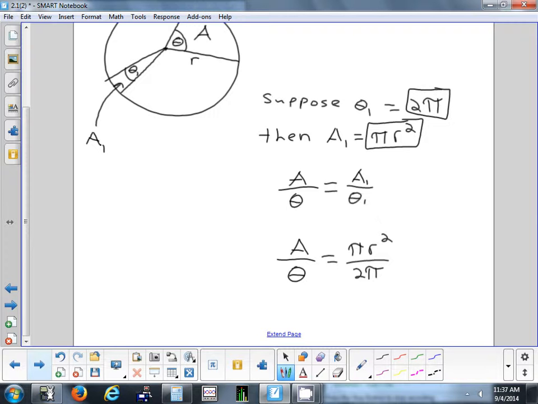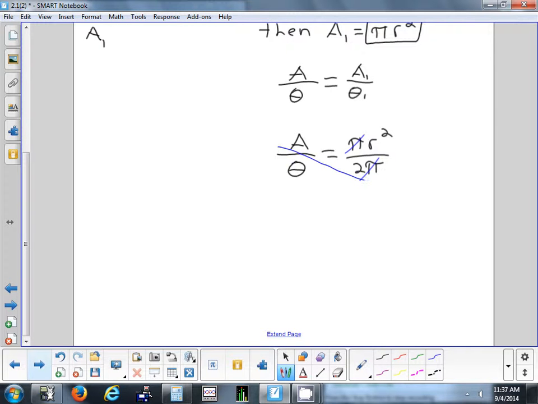You can cross out the top pi and the bottom pi. Yep. We have a pi in the top and a pi in the bottom, we can cancel it out. If you don't want to do it now, you can do it in the next step, but either way, you're going to have to cancel out pi eventually. Right, and now we cross multiply. We're going to do A times 2, which we normally write as 2A, equals. Now multiply this. Theta times r squared.